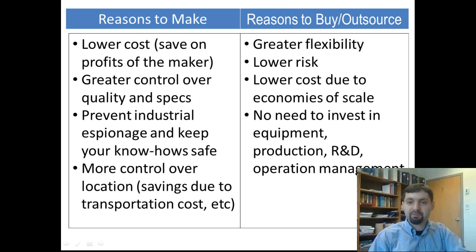So you don't need to invest in the equipment, production, research and development, operations management. You just get a contract, buy from the big guys. They make some money on you, but because of the huge operation scale that they have, even with their profit, the price to you may be substantially lower than what it would be if you had to make it all on your own.